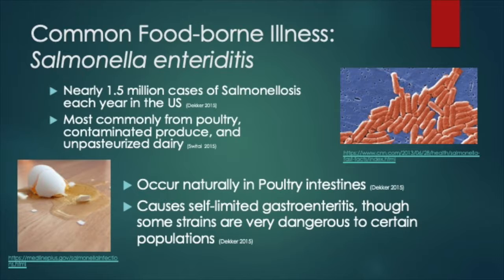Salmonella actually is naturally found in the intestines of untreated chickens, and when the birds lay their eggs, it frequently will cross-contaminate the eggs, so you may want to think twice before eating that cookie dough made with free-range chicken eggs. Salmonella causes a self-limited gastroenteritis, though some rare strains are very dangerous to certain populations, such as people with sickle cell disease who can develop Salmonella osteomyelitis, an infection of the bone by Salmonella.